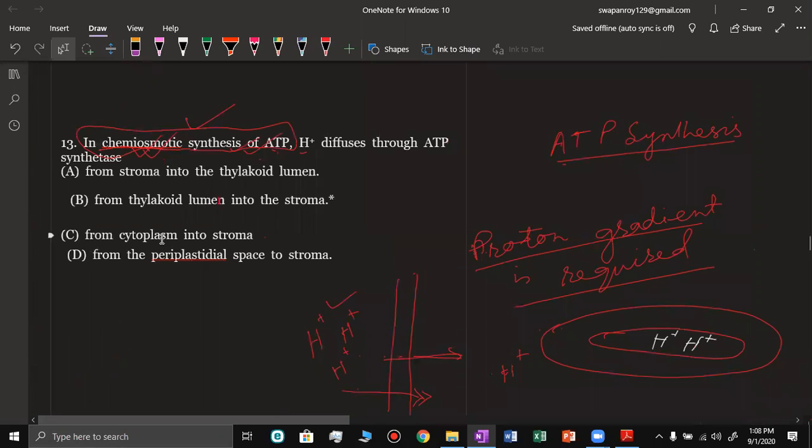So the hydrogen ions diffuse through ATP synthetase from the thylakoid lumen to the stroma. So this is the answer. The movement is from thylakoid to stroma.